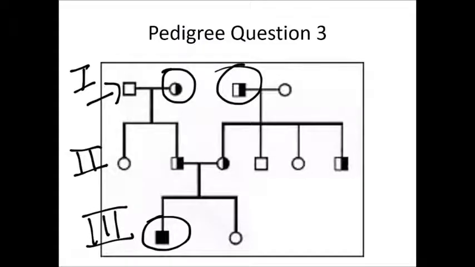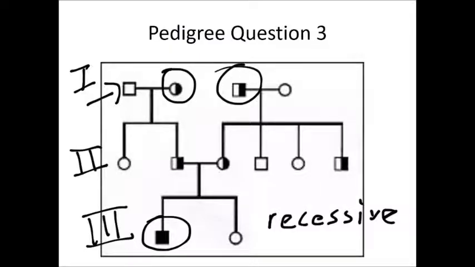So again, there are carriers. That tells us that the trait is recessive. Then we look, are males and females affected equally? And what we see is the only affected individual is a male. So that should tell us, well, let's go a little bit further before we say that.